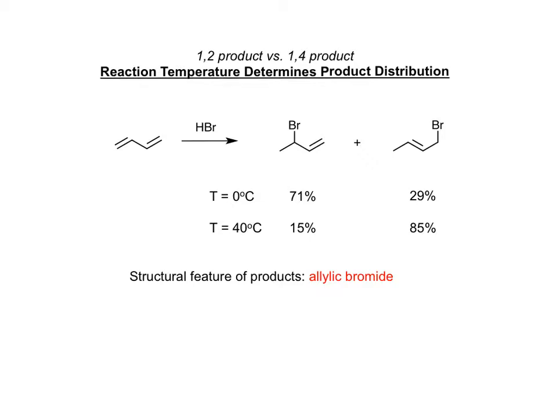In the electrophilic addition of HBr to a conjugated diene, we saw that two products are formed, a 1,2 product and a 1,4 product. So let's see how temperature affects the product distribution. Low temperature produces more of the 1,2 product. High temperature produces more of the 1,4 product.